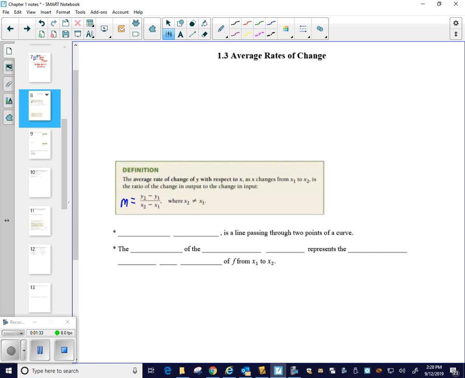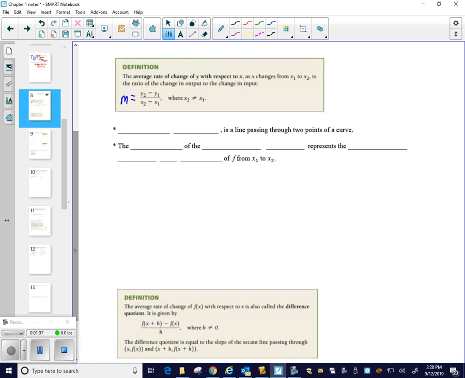All right, so let's talk about a couple of concepts here. A secant line is a line which passes through 2 points of a curve. Whereas, and this definition is not on here, a tangent line only hits 1 point on the curve. That's going to become very, very important. So the secant line passes through 2 points on the curve, and a tangent line only passes through 1. The slope of the secant line represents the average rate of change from x1 to x2.